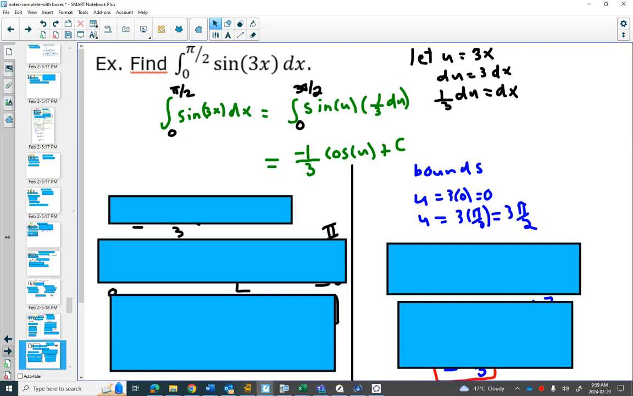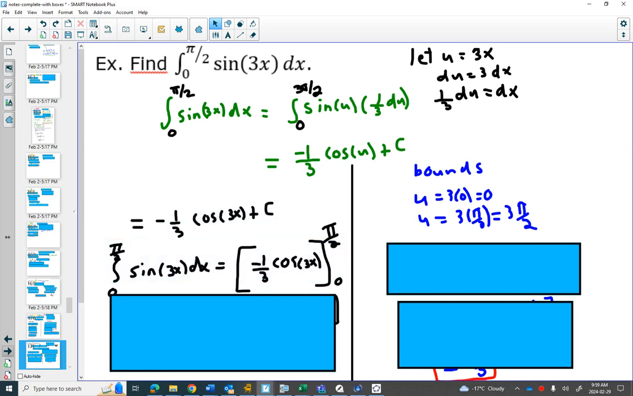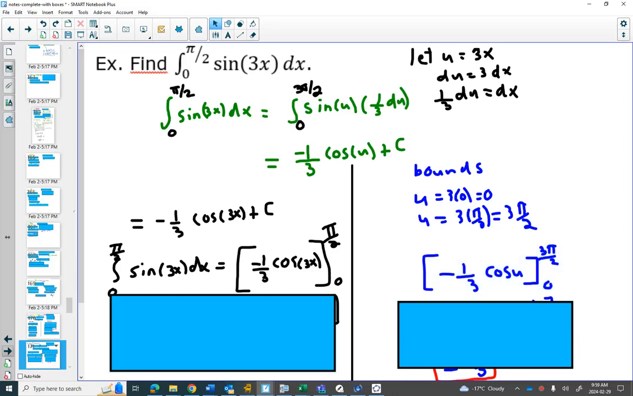Using method 1, when you substitute back, then your bounds are fine, right? 0 to pi over 2, substituted back, going from pi over 2 to 0. If you use method 2, well, now we can just integrate with the u, but have our new bounds from 0 to 3 pi over 2.